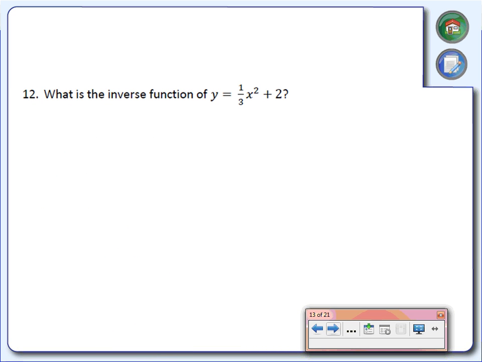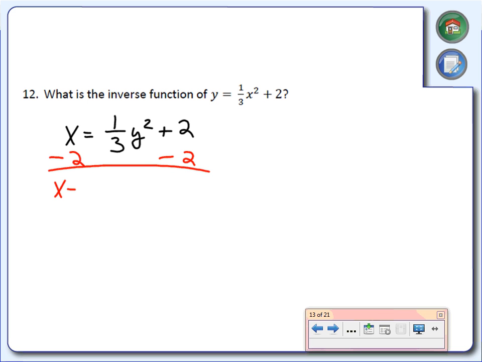Number 12 is the same thing. We're finding inverse again. So I'm still going to go ahead and switch the x and the y. So now it's x equals 1/3 y squared plus 2. I want the y all by itself. So I'm going to come over here and subtract 2 first. So I've got x minus 2 is equal to 1/3 y squared.